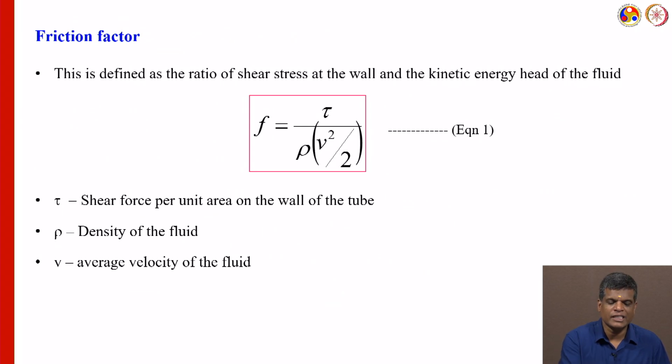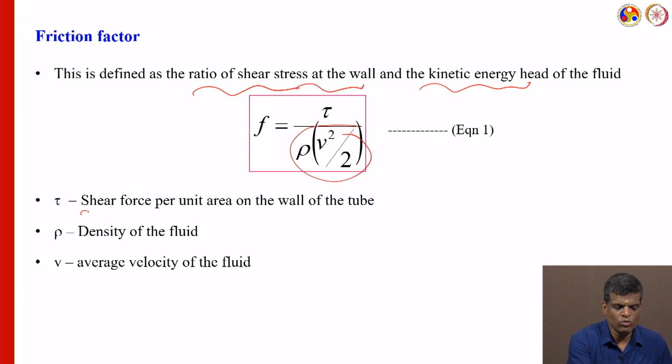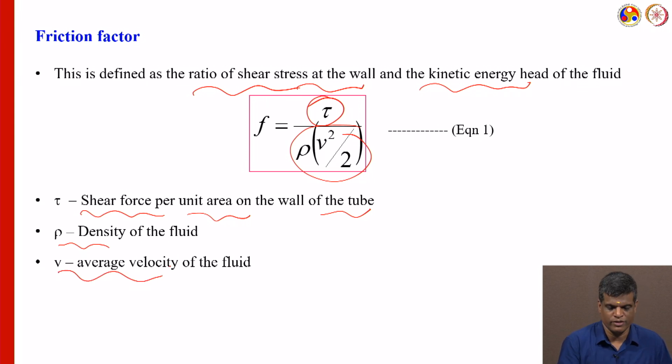So the friction factor definition here: F is the ratio of shear stress at the wall to the kinetic energy of the fluid. Here tau is the shear force per unit area on the wall of the tube, rho is the density of the fluid, and V is the average velocity of the fluid. We have to check whether it is a dimensionless number. F equals tau, shear stress, in Newton per meter square; rho is density in kg per meter cube; velocity is in meter per second.